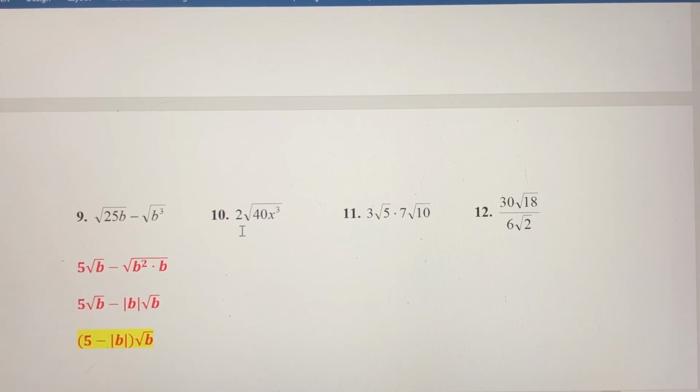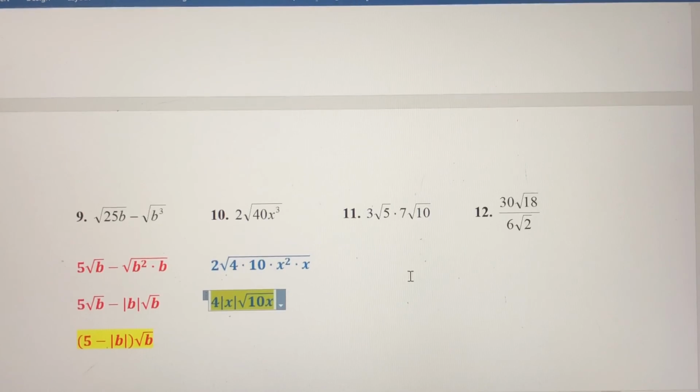Number 10, this is the first time we've had a little coefficient out here. It doesn't mean anything. This means 2 times this, okay? So as I simplify the square root of 40x cubed, I'm just going to have to multiply whatever comes out times this 2, okay? So 40, largest perfect square factor is going to be 4, okay? So 4 times 10. And then x cubed I can break down as x squared times x, okay? So this 4 is going to come out as a 2. This x squared is going to come out as an absolute value of x. And this 10 and this x have to stay inside, okay?